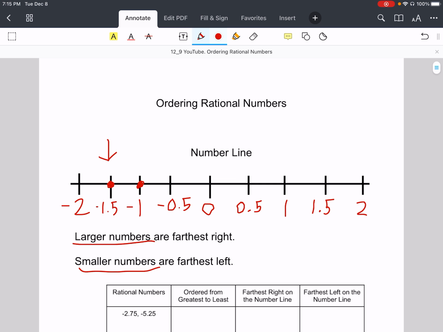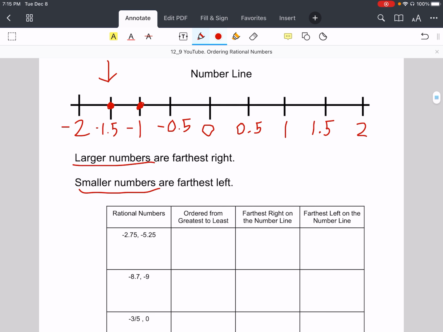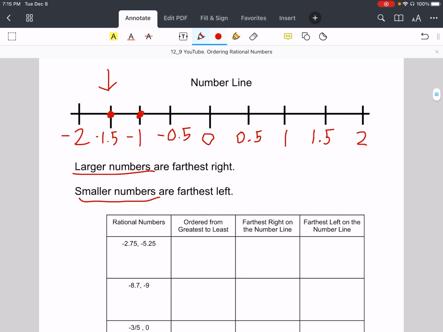So on your assignment, you are given a pair of numbers, and you want to order them from greatest to least. Typically, this would be pretty simple, but when we're dealing with negative numbers, it can be tricky. So we have our first one, we have negative 2.75 and negative 5.25.